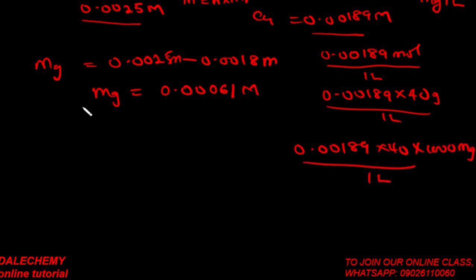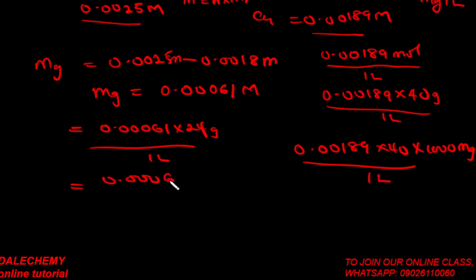So the same thing you are going to do here. Magnesium, I think, is 24. So for magnesium, it is going to be 0.00061 times 24, that's going to turn into gram over 1 liter. Then times 1000, then divided by 1 liter, so that doesn't make any change. So this is going to be your answer in milligram per liter.